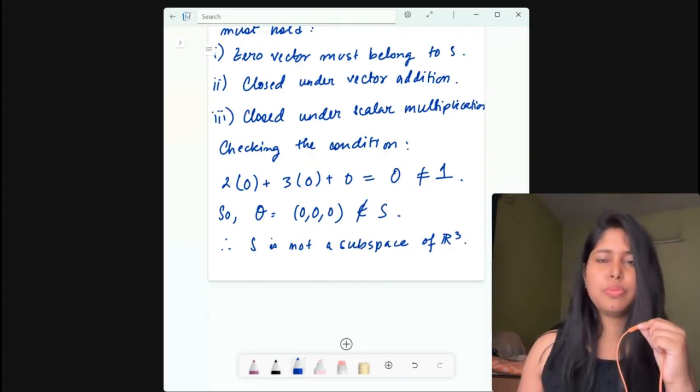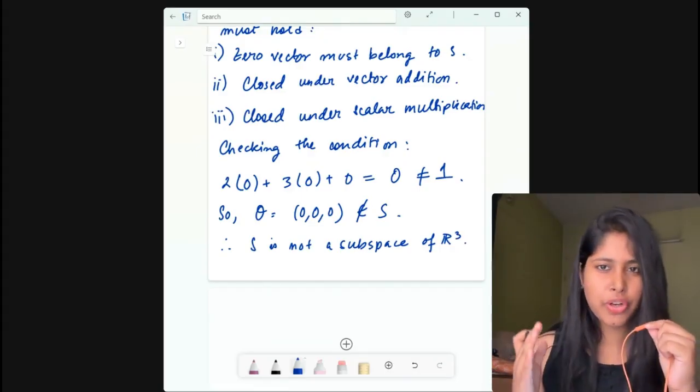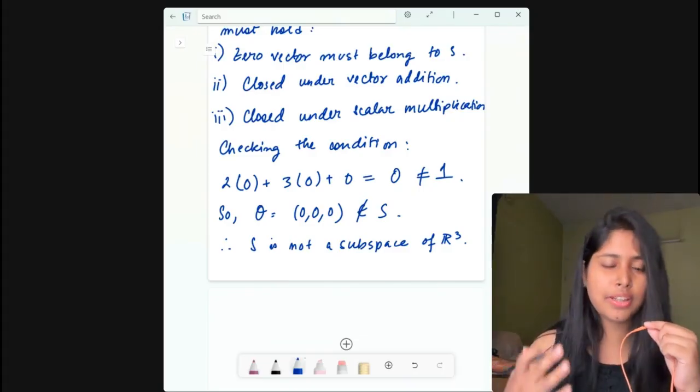This kind of problem will come in your exam, so you have to be very careful with what is there in the constant.